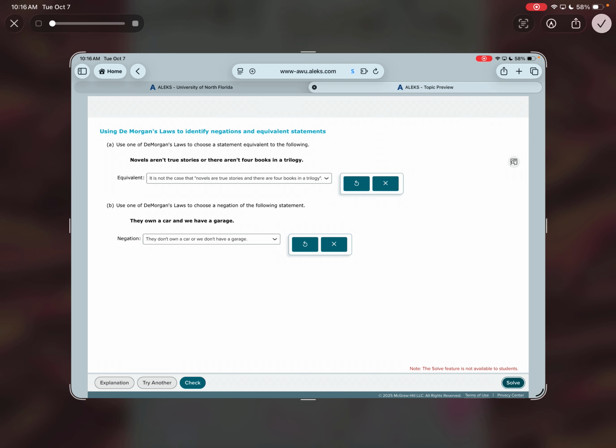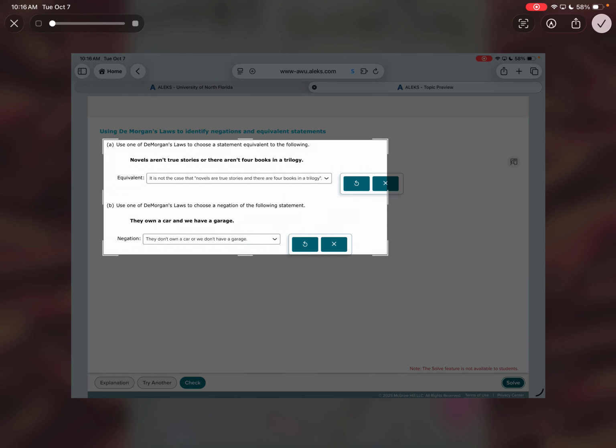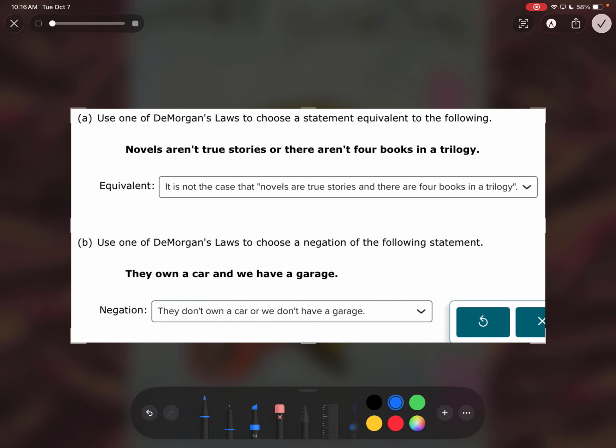Because I know this one messes with my brain. Part A, and I didn't realize this last class, says to use De Morgan's law to choose a statement equivalent. So if I say novels aren't true stories or there aren't 4 books in a trilogy, this would be something like not P or not Q. So if I want to go back, I would say P, flip the sign, Q, and put the not in front. Those two would mean the same exact thing. All right?